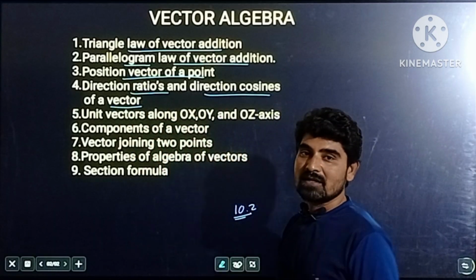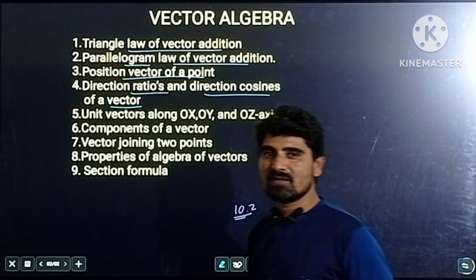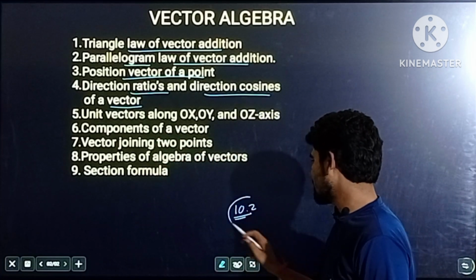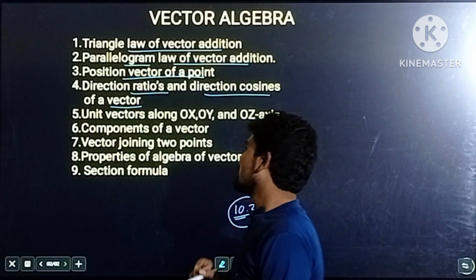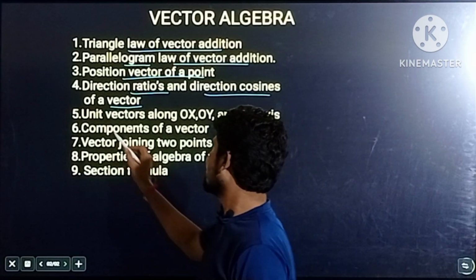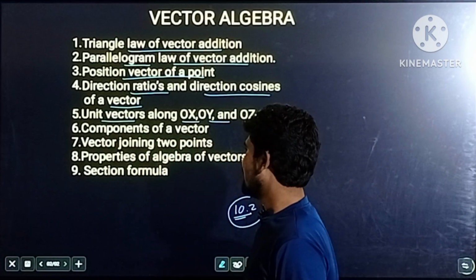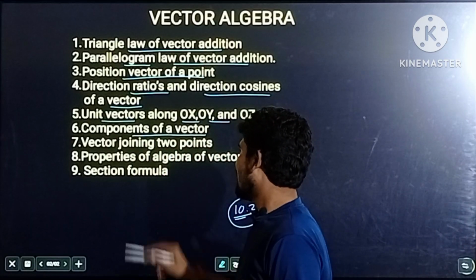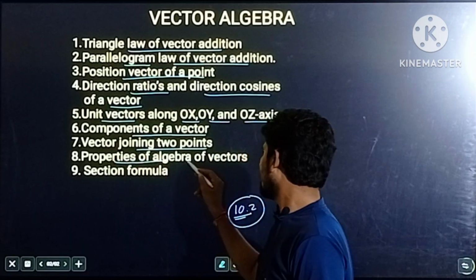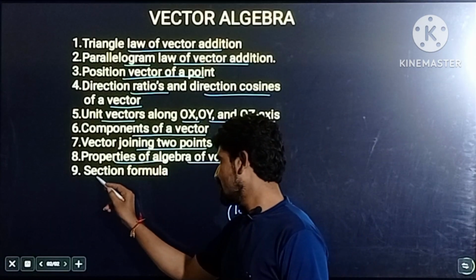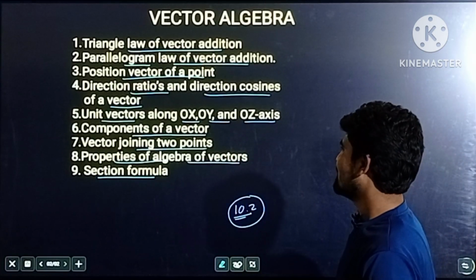a vector. So today in this video, I am going to discuss the next concepts which are required to solve the problems in exercise 10.2. The fifth concept required is unit vector along OX, OY and OZ axis, and components of a vector, and then vector joining 2 points. And next, the sixth concept is properties of algebra of vectors, and then the last one is section formula. So without wasting your time, let's start.